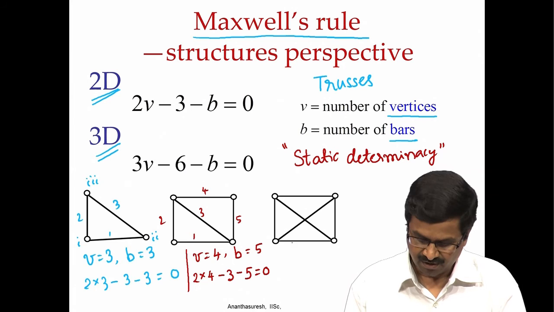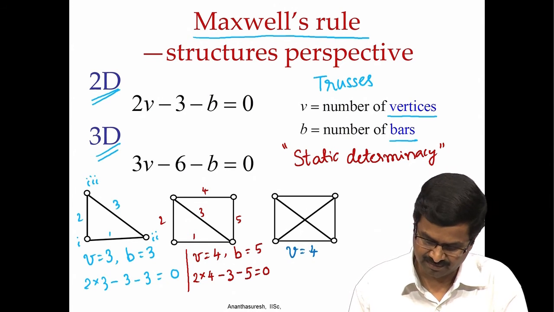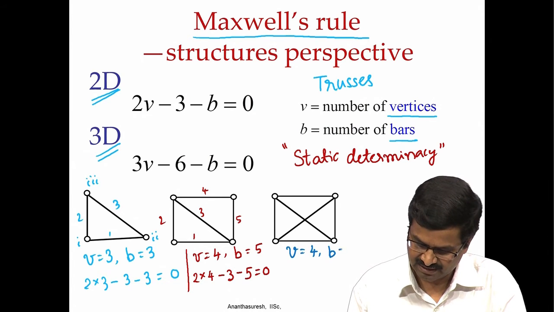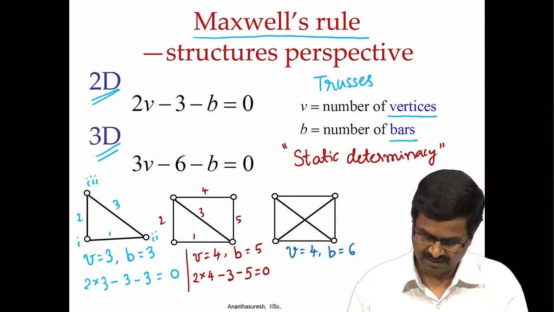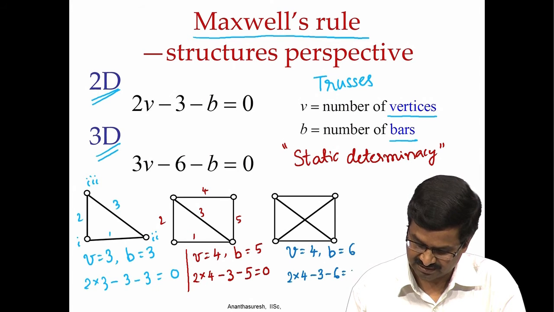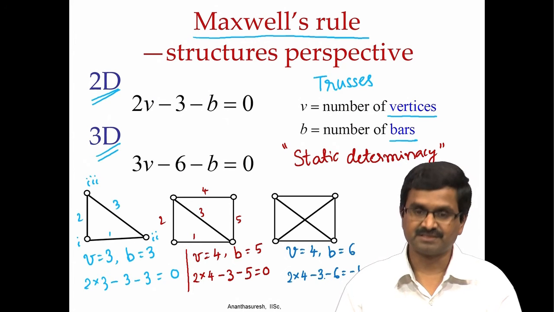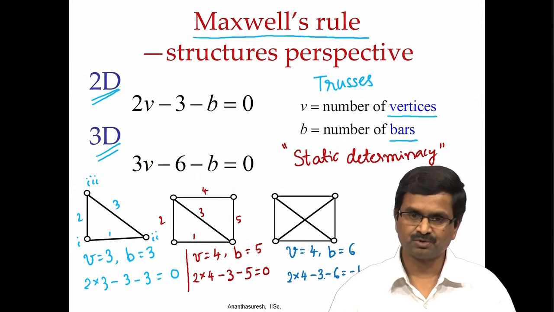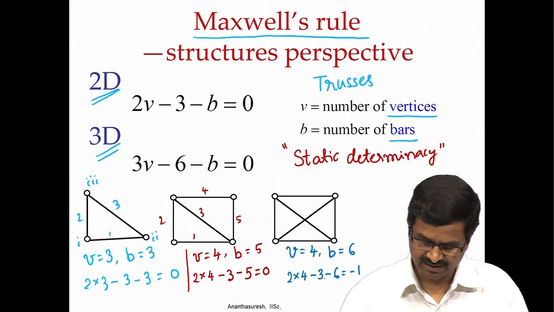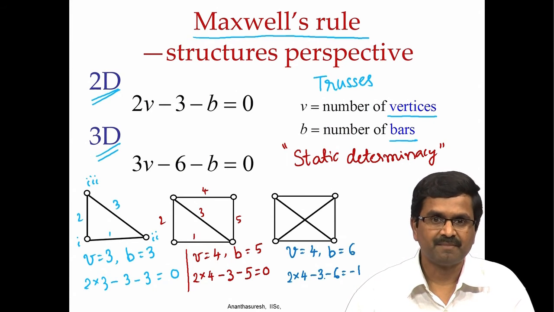Okay. Now, how many vertices are there? 4, only 4 like the previous one, and how many bars are there? There are 6. Okay. Now, let us write the formula Maxwell's rule, 2 times 4 minus 3 minus 6. So, this one has minus 1 because this is 8 minus 3, 5, minus 6, minus 1. So, this shows that we have a case where it does not satisfy the so called Maxwell's rule.